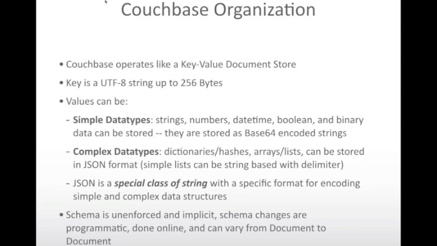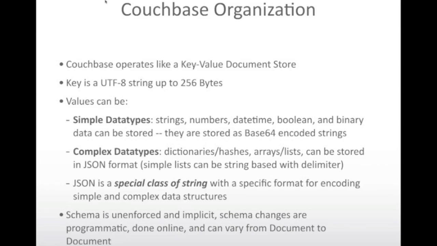And then you can also store complex data types, dictionaries and hashes and arrays and lists. And that's because we store in JSON format. And JSON is just a special class of string for encoding simple and complex data structures. This is one of the main differences between relational databases and Couchbase: being able to store JSON allows us to actually store complex data types in a single document, rather than having to normalize complex data types into multiple tables. Schema is unenforced and implicit.